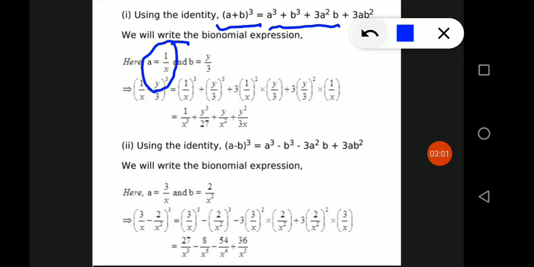We will substitute the values in the formula, and after solving we will get 1 by x cube plus y cube by 27 plus y by x square plus y square by 3x as our answer. Got it?